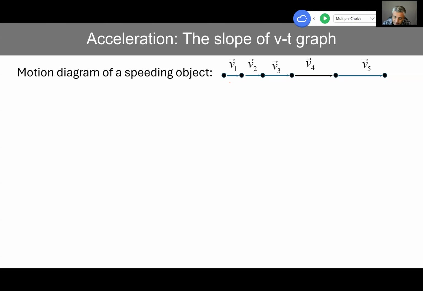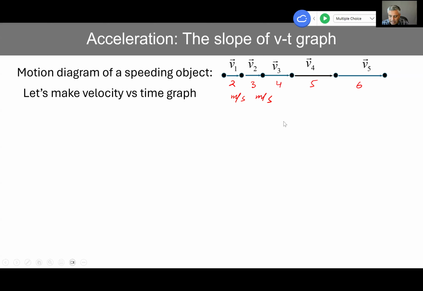So yes, it is increasing. Let's say I'm just writing random numbers here: 2, 3, 4, 5, 6. Those are the values, meters per second. They are increasing, something like that. So I can make a velocity versus time graph. What that means is this vertical axis now has velocity in it, rather than position. Remember, we had x so far. Now we have velocity.